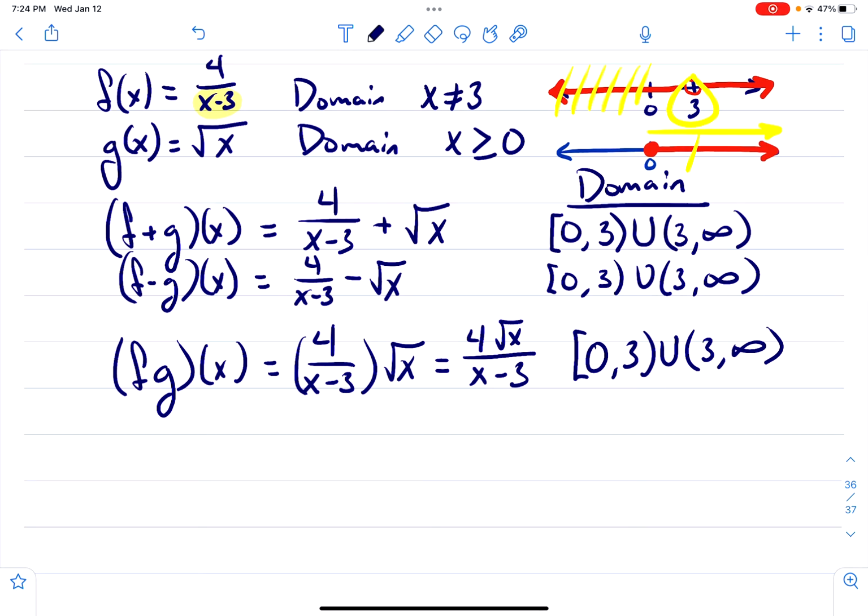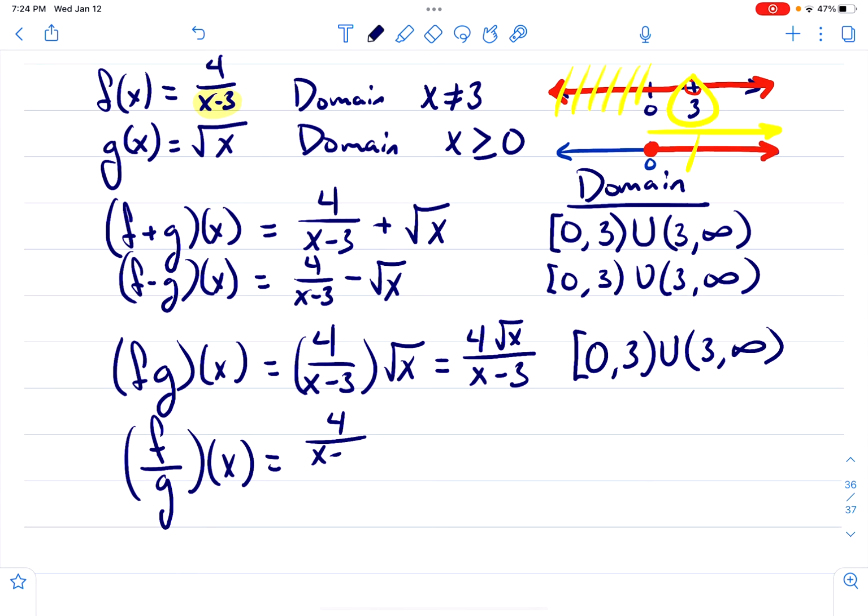All right, and then I've got f divided by g of x, which is going to be a little bit weird, but you're going to say 4 over x minus 3 divided by the square root of x. Okay? You go, oh, fractions and fractions, we hate those. And so really this is like over 1. Can you see that? So we got a fraction right here. The fraction right here is 4 over x minus 3. We got a fraction here, square root of x over 1.